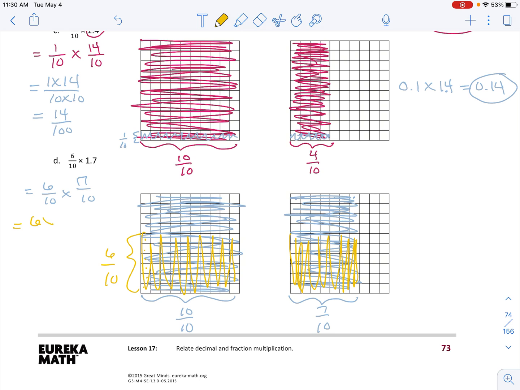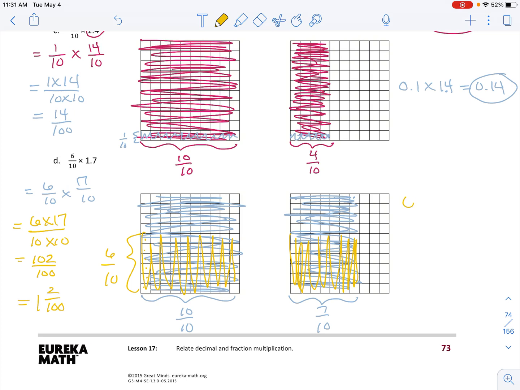And we know that this is the same as 6 times 17 over 10 times 10. 6 times 17 is 102. So notice we could count all these boxes, but we could just also do 6 times 17 instead. And now notice 102 is the same as 1 whole and 2 hundredths.